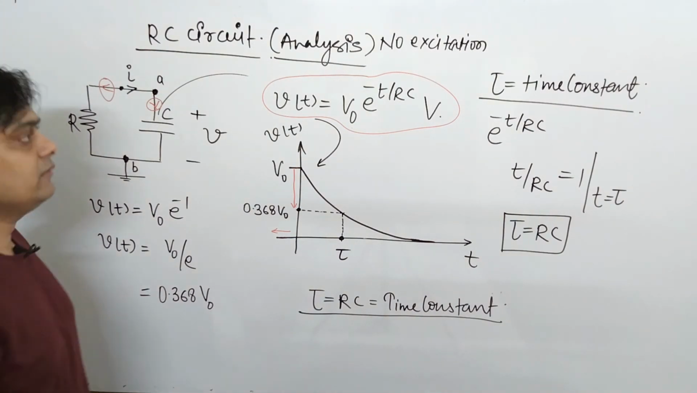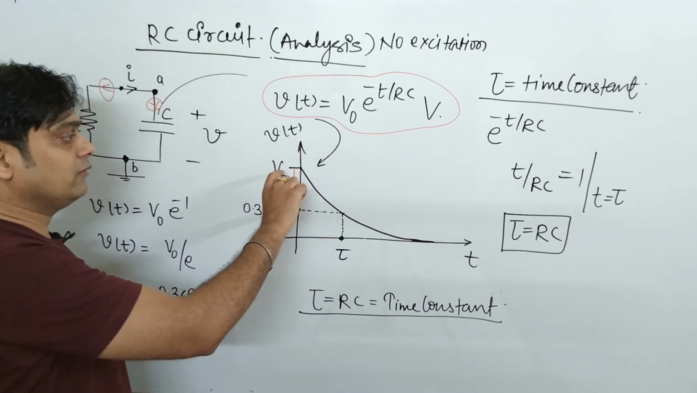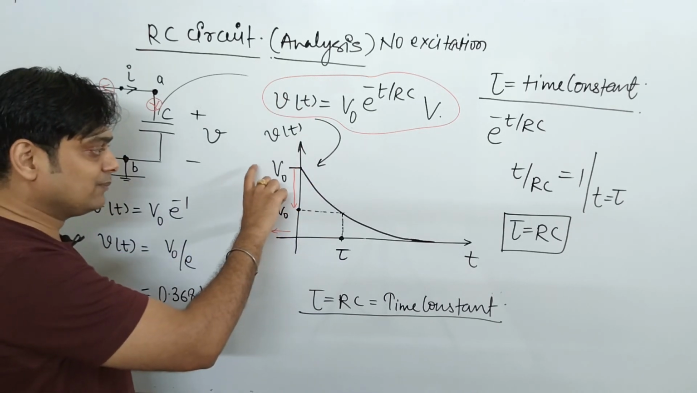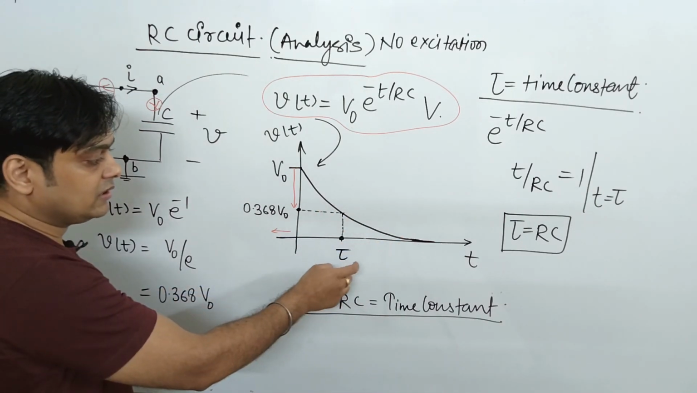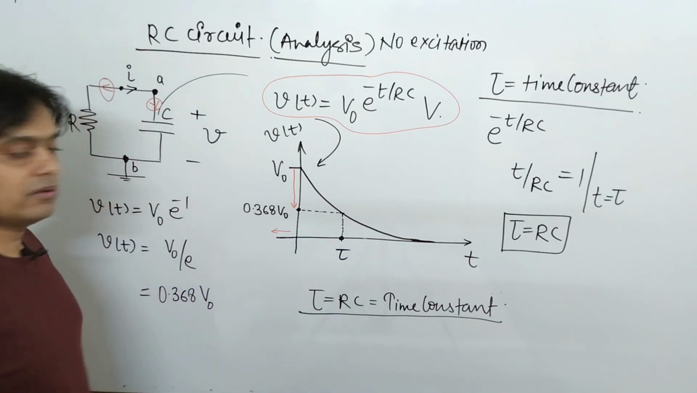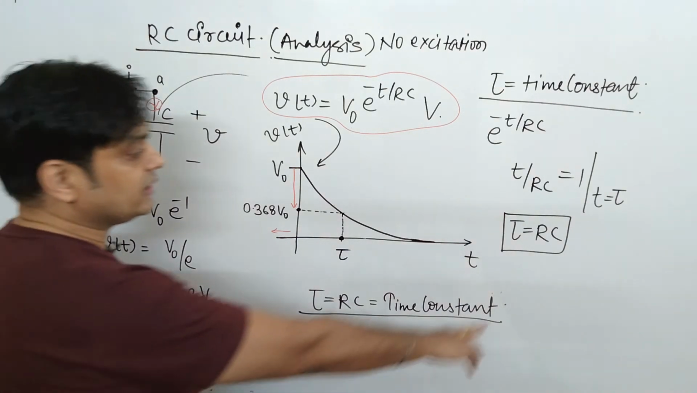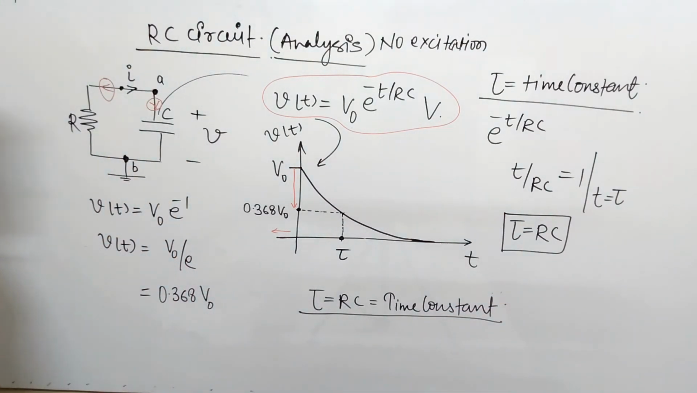So you simply say that when your response falls by 36.8% of your original response, whatever the time on your time axis, that is tau, is known as your time constant, and it is represented by tau is equal to RC. So let me see a little bit about the graph of time constant, please try to understand.